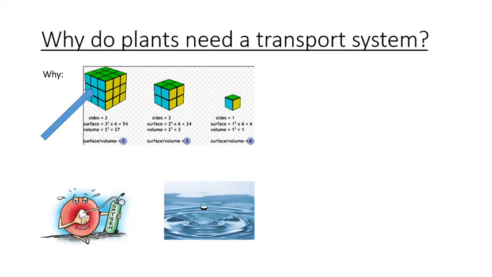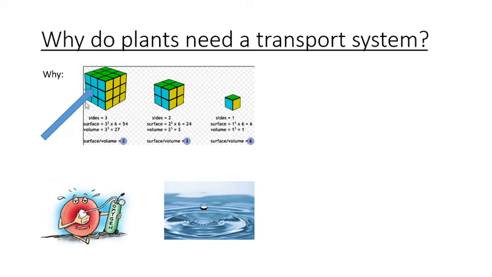So, why do plants need a transport system? So this first section, this first bit to try and clarify is why, what, and where. Why, what, and where is equivalent to task 1 to 4 in the booklet. Why, what, and where. Why?